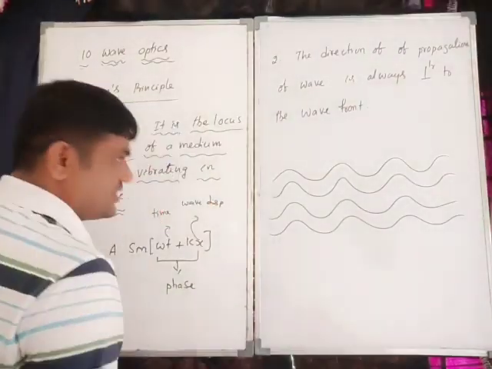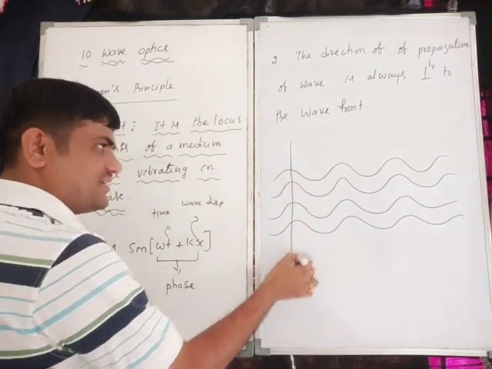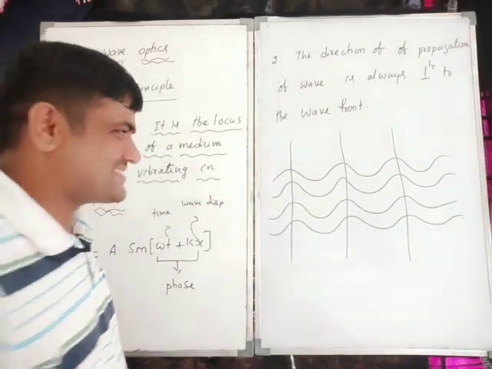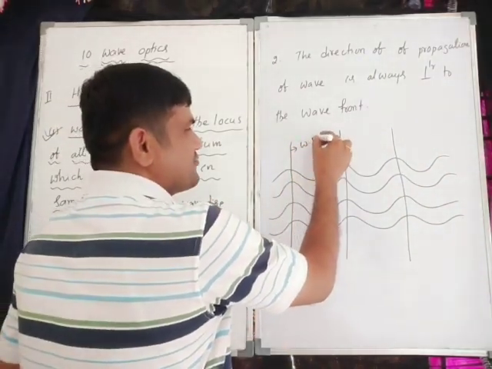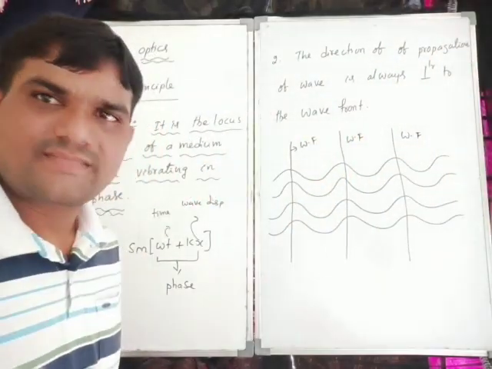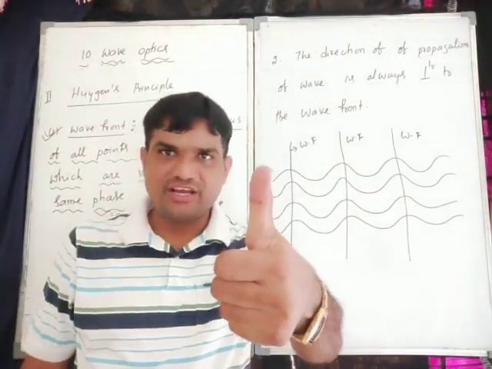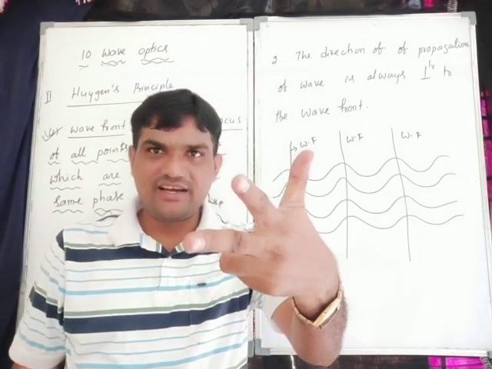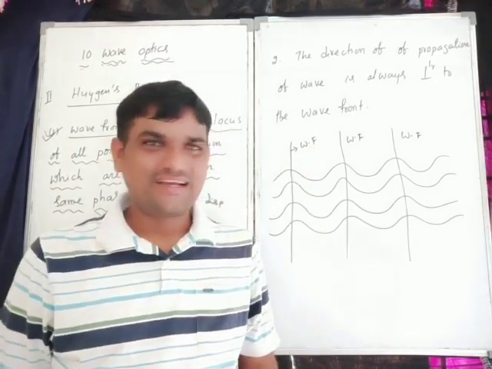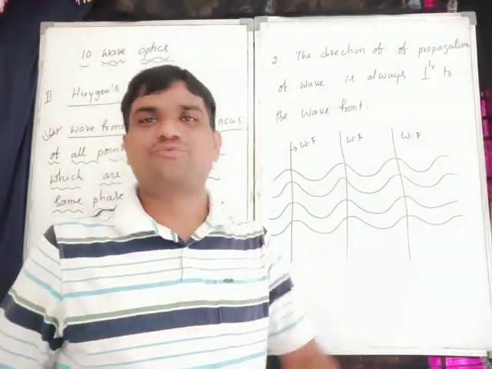Similarly, now these are all crests. We can join all crests together with the help of one line. This is another line. Right? This line is known as the wavefront. What type of wavefront, sir? Again, three types of wavefront will be there: spherical wavefront, cylindrical wavefront, and plane wavefront. This is the plane wavefront. This is the meaning of wavefront.